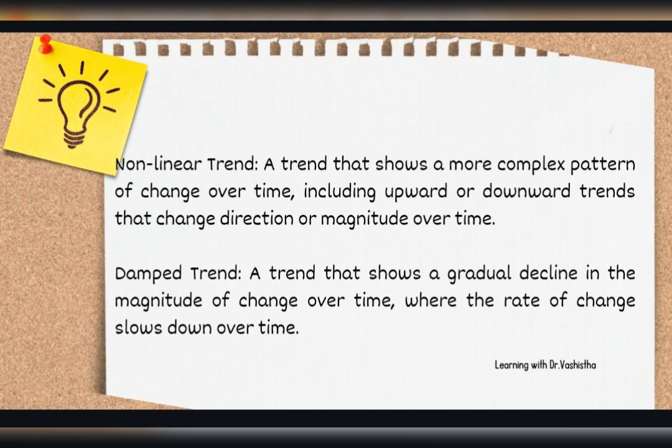And the other one is the damped trend. Why has it been called damped? Because here there is a tendency towards a gradual decline in the magnitude over time. The rate of change slows down and it almost converts into a horizontal one, where the rate of change will slowly keep on going down.